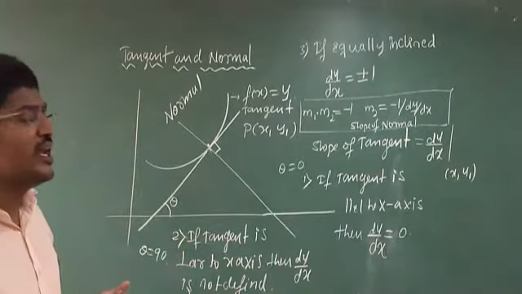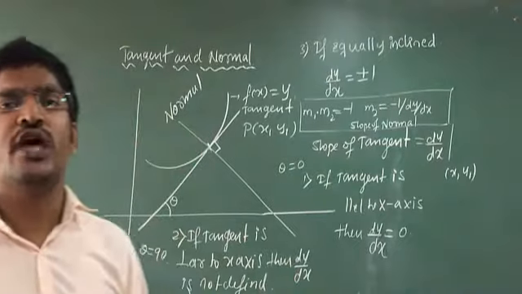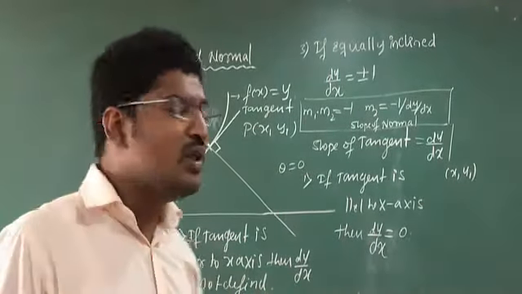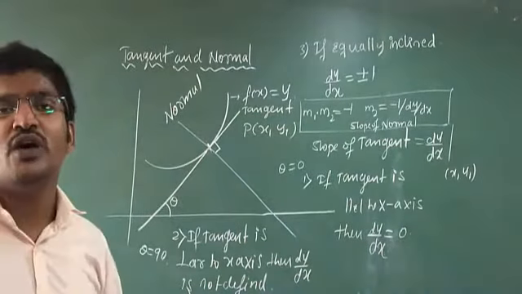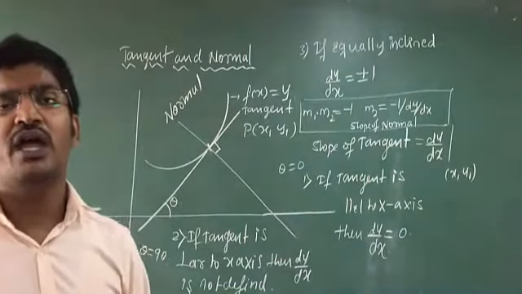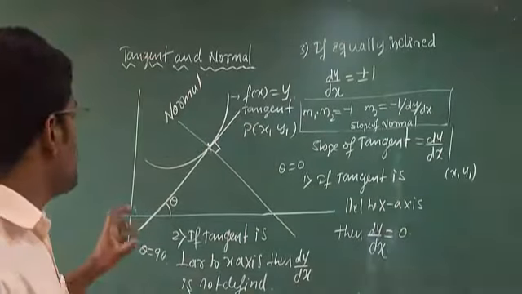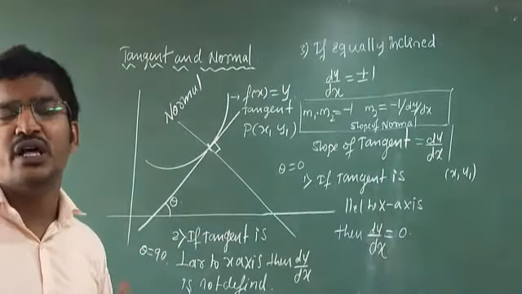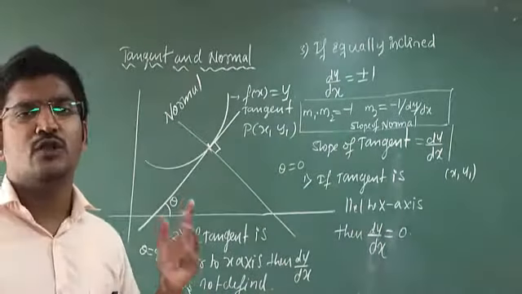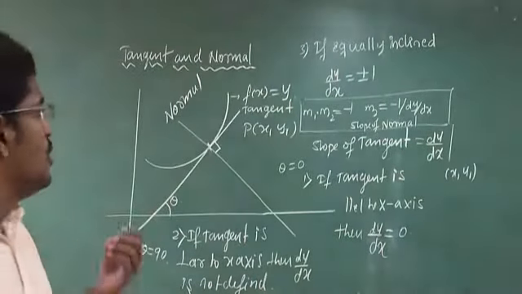So we know M1 is slope of tangent, M2 is slope of normal. By using those two terms, I can define slope of normal. That slope of normal will be equal to minus 1 by dy by dx. Clear? So these points should be remembered by all of you: slope of tangent, slope of normal, and the relation between them.